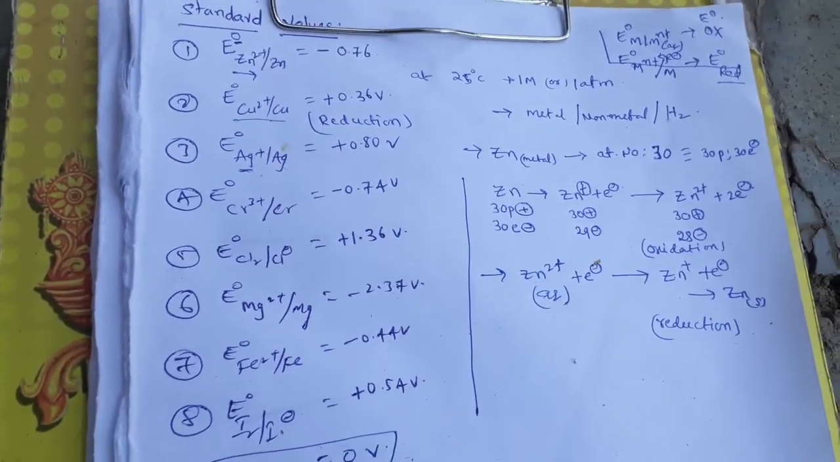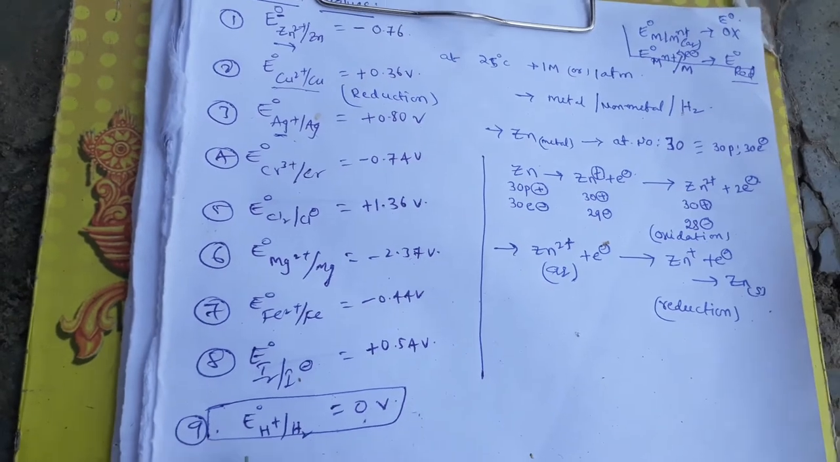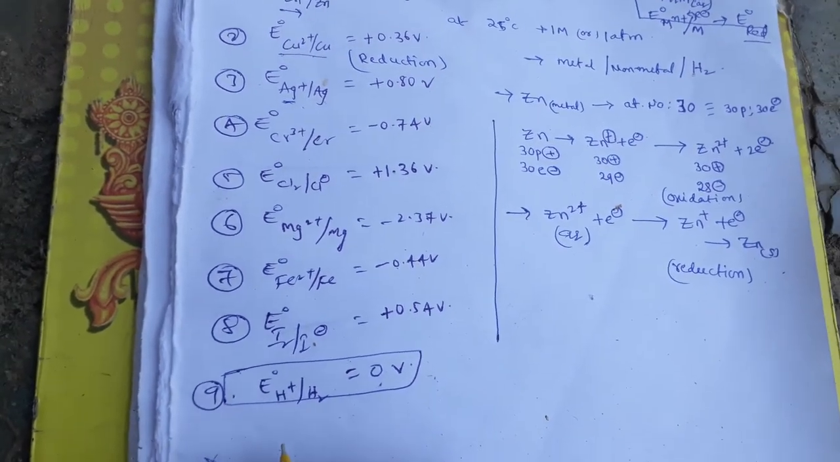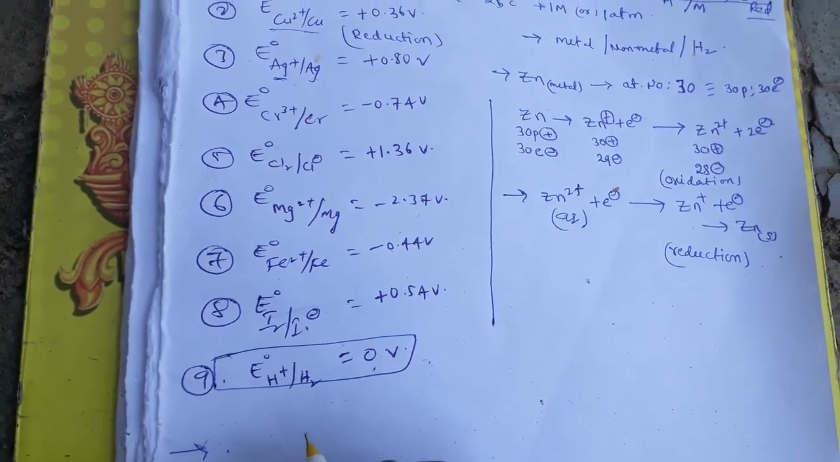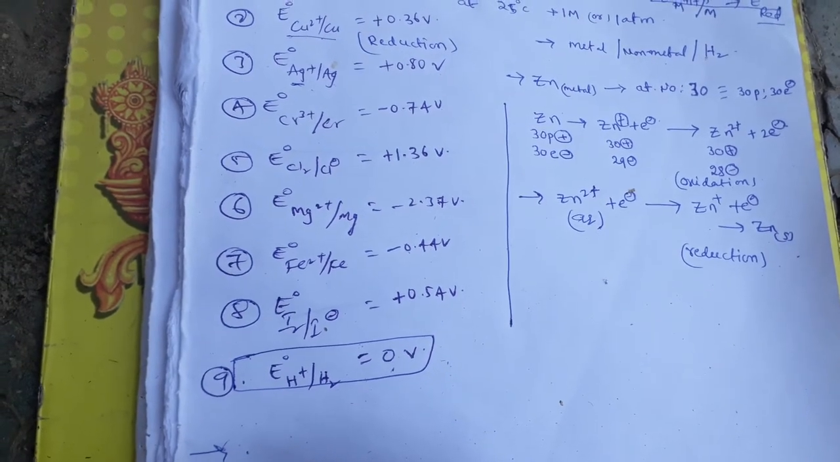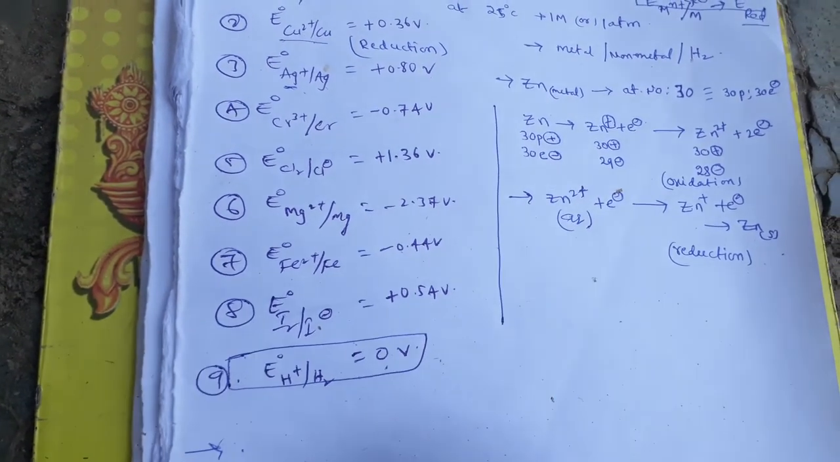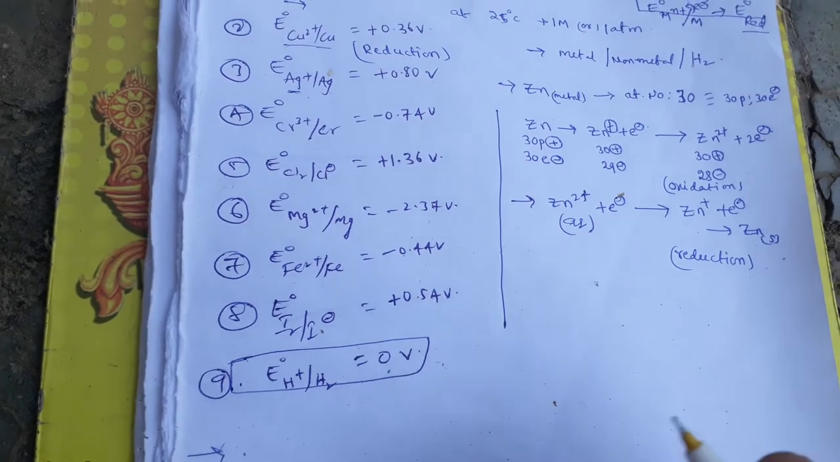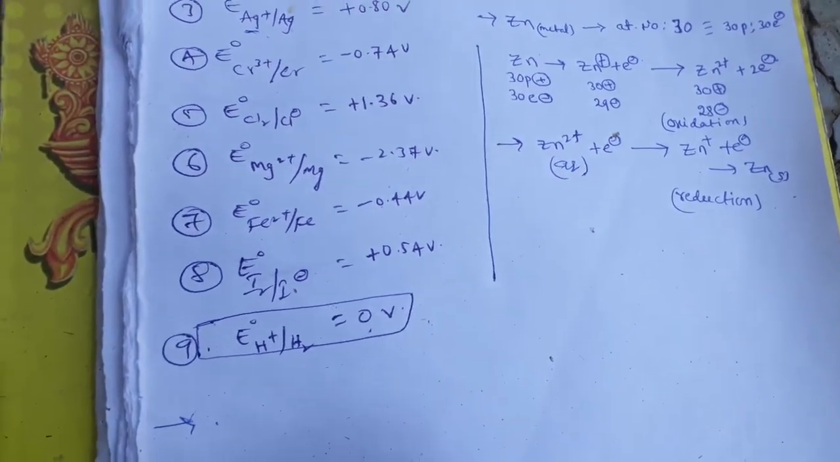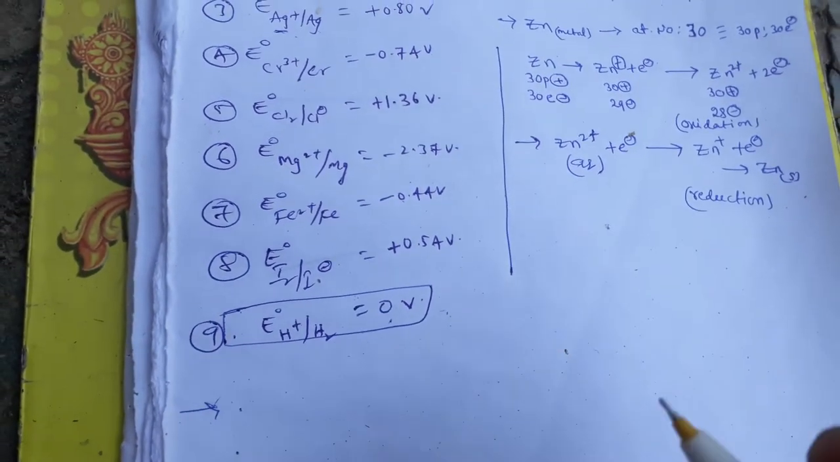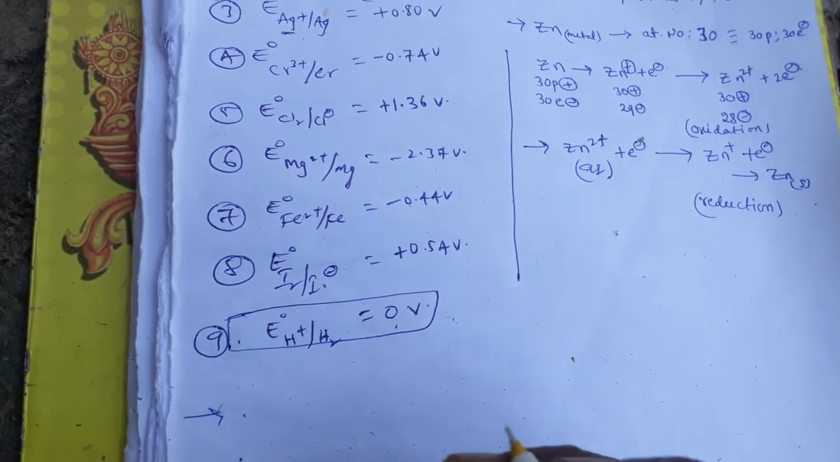So in total, how many metals, non-metals and hydrogens were there? Here there are 9 in total. How many cells can we make with 2 pairs? That is 9C2, which is 9 factorial by (9 minus 2) factorial into 2 factorial. If you work it out it will give some value, so leave that.